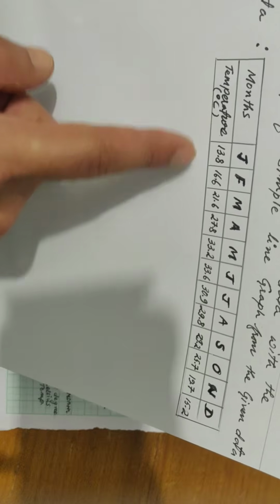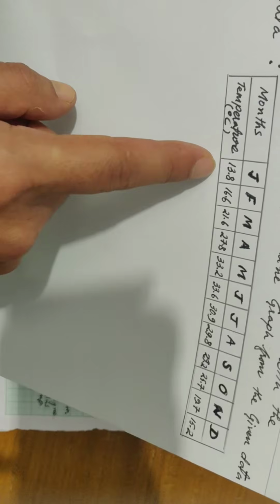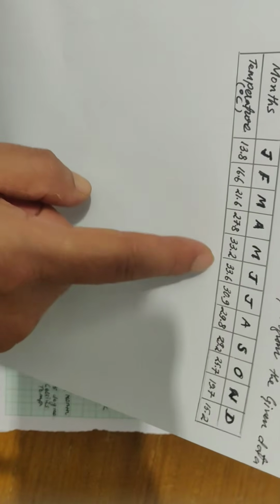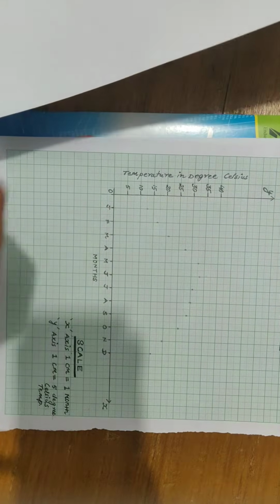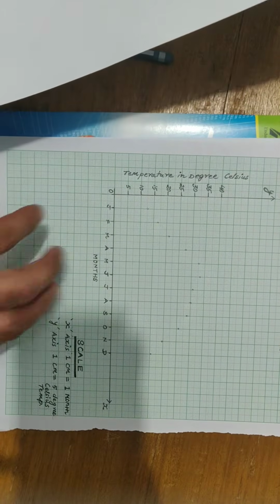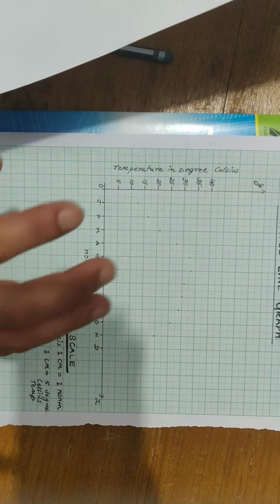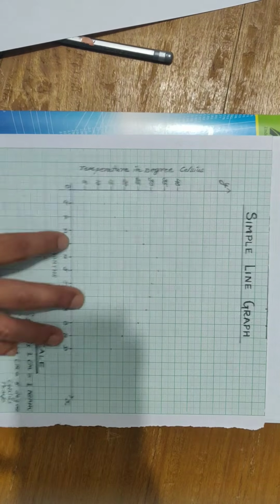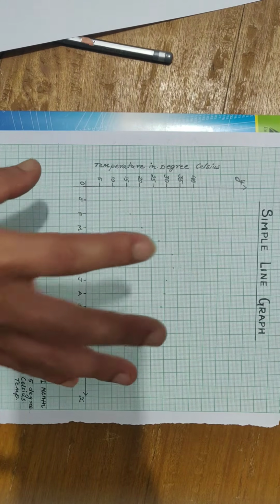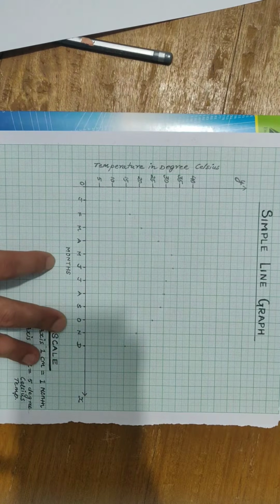If you look at the temperature, months we have, temperature we have. If you look at the maximum and the minimum value, January has the minimum value, that is 13.8 degrees Celsius, and the maximum is in the month of June, that is 33.6 degrees Celsius. So while making my graph, I have to keep in mind what is my maximum value and what is my minimum value. Then my graph will be neither too big nor too small. When you make a graph, it should be perfect and it should fit your practical copy properly.